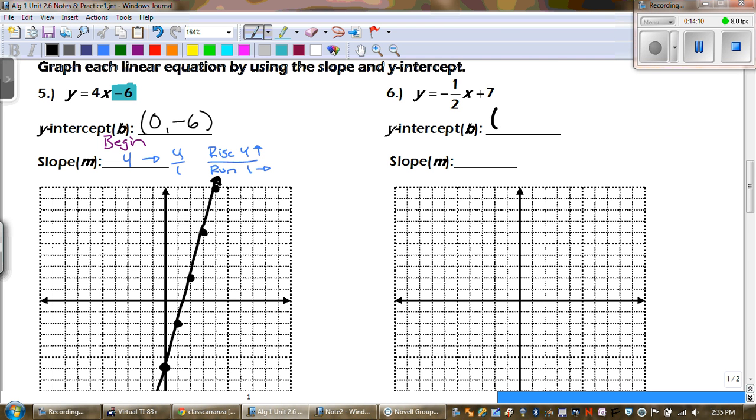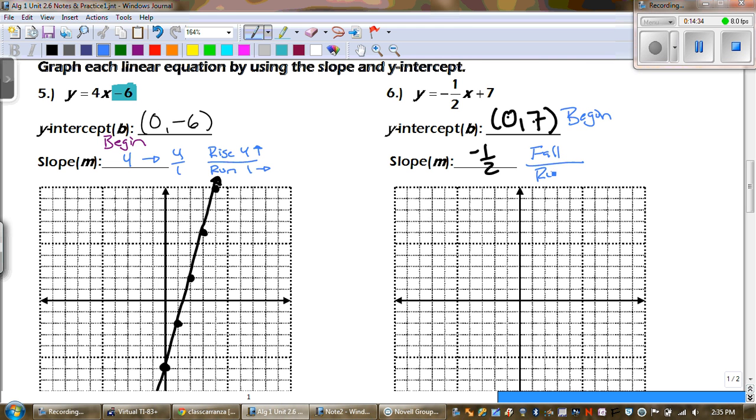Did you get 0, 7? That's what I got. And then our slope is -1/2. Okay? So 0, 7 is where we begin. And the negative, is it positive or negative? Well, it's negative. That means I need to fall.